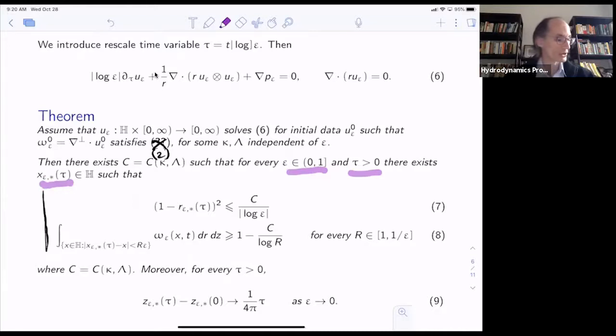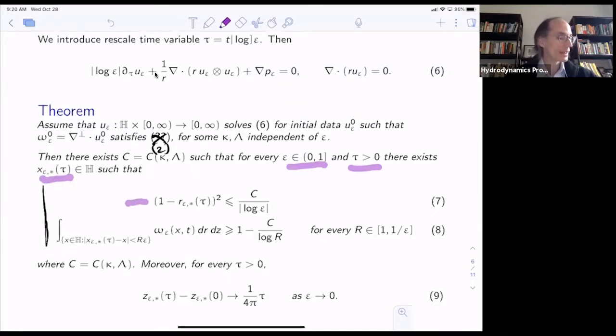And what do we know? We know its r component is close to 1. And we know that the vorticity concentrates around this point. The total vorticity is 1. If I look in a ball of radius r epsilon around this point x star epsilon, then I will find all but constant over log r of the vorticity. Again, I was writing capital R as being epsilon to the minus 1/2. In a ball of radius square root of epsilon around my point, I have all but 1 over log epsilon of the vorticity. So the first conclusions follow immediately from things we've said so far.